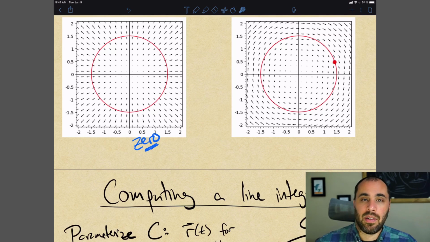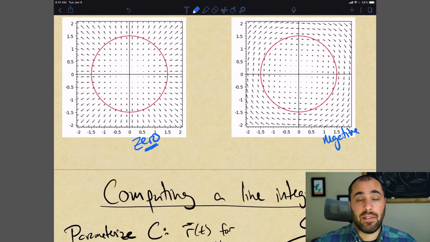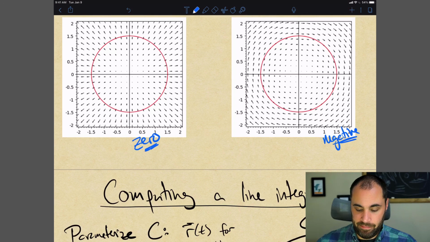And the last one, well, I think this one is pretty easy. At every point, as we move counterclockwise, the vector field is always pushing us exactly backwards. It's always opposing us. So this would be a negative circulation. So we'll see some more examples of these in class, and in the next video, I'll show you how to compute a line integral.